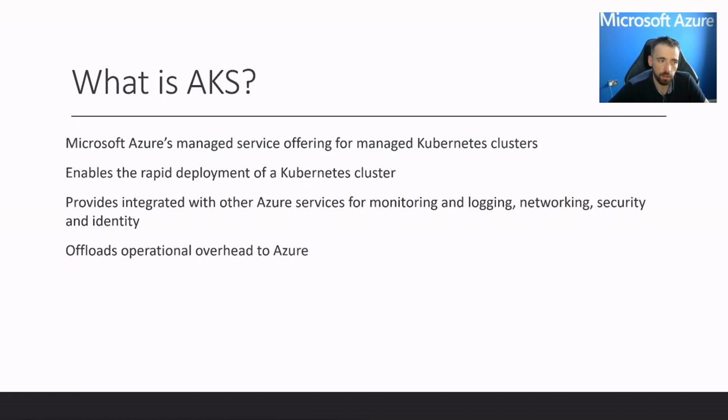So if we take, for example, identity, we've got Azure Active Directory, which is the core identity service in Azure and Microsoft 365, and we can integrate a Kubernetes cluster with it. So we can use our on-premises Active Directory credentials or our Microsoft 365 credentials to access the Kubernetes cluster. And as I mentioned, it offloads much of the operational overhead off to Azure, reducing the effort required to manage the Kubernetes cluster.